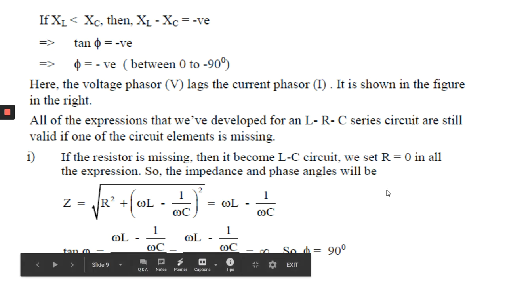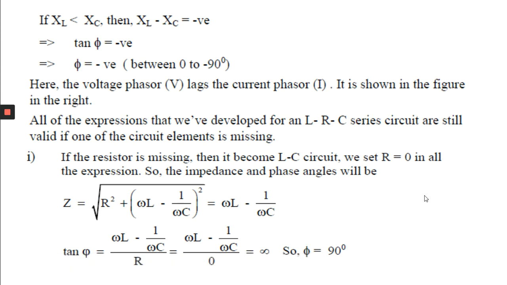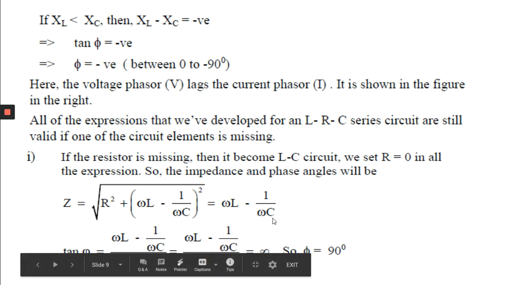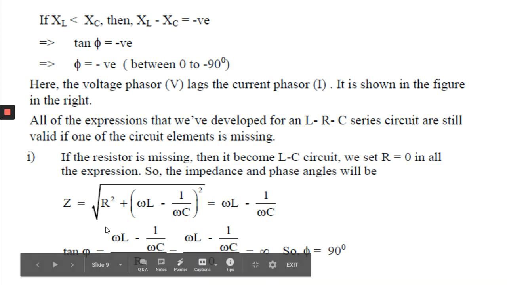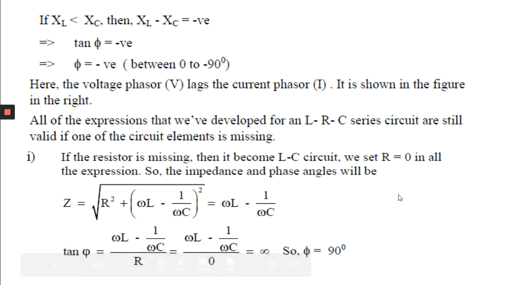Now let us consider a case. Suppose your resistor is missing. Then what will happen? Resistor is missing means you can put R equal to 0. So when R equals 0, what is your impedance? Omega L minus 1 by omega C. As R equals 0, what is tan phi? Infinite, so phi is 90 degrees.